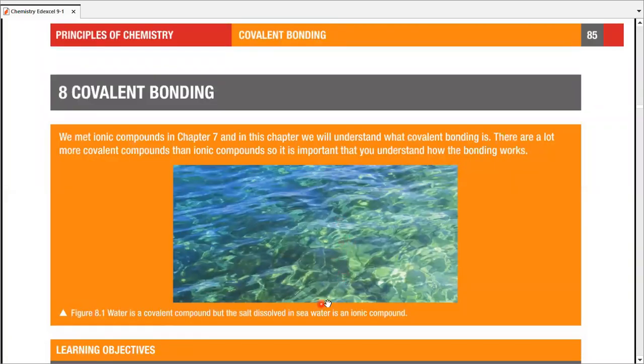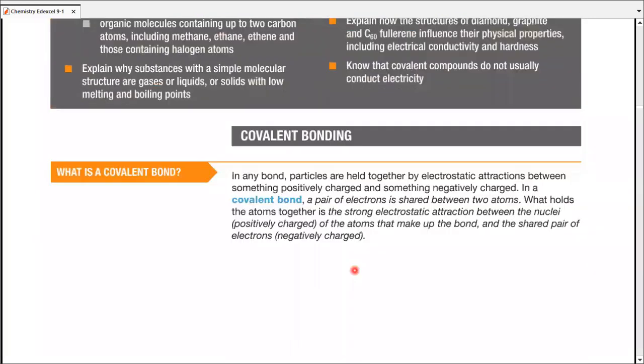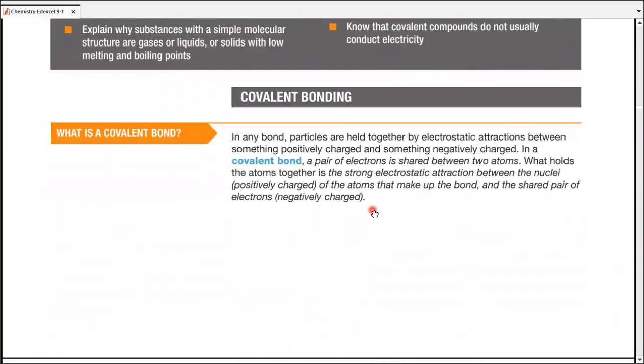Chapter number 8, covalent bonding. So what are we going to do in this one? Since we have discussed it before, covalent bonding is all about non-metals combining with non-metals. So when non-metals bond with non-metals, they actually form a covalent bond.